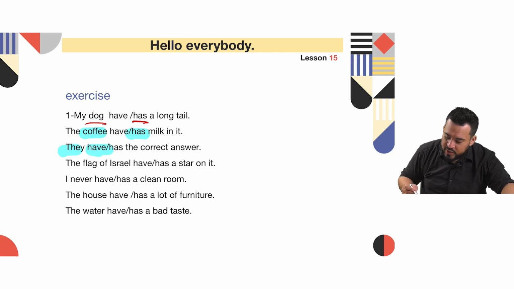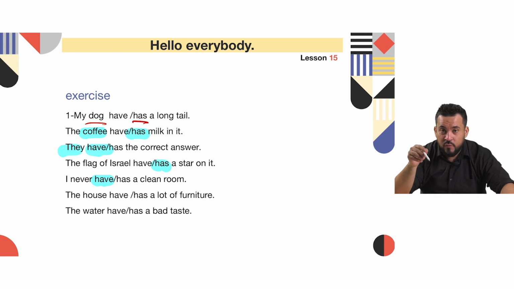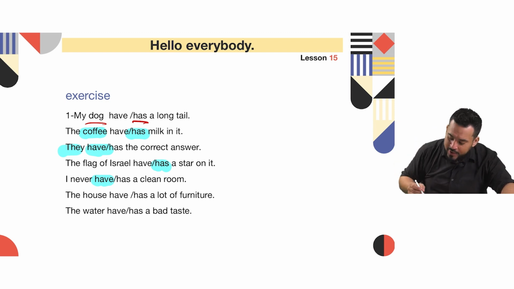The flag of Israel have or has a star on it? Of course, the correct answer is has because we're talking about one country. I never have or I never has a clean room? The answer is, of course, have, because we use have with I, you, we, or they. I never have a clean room.